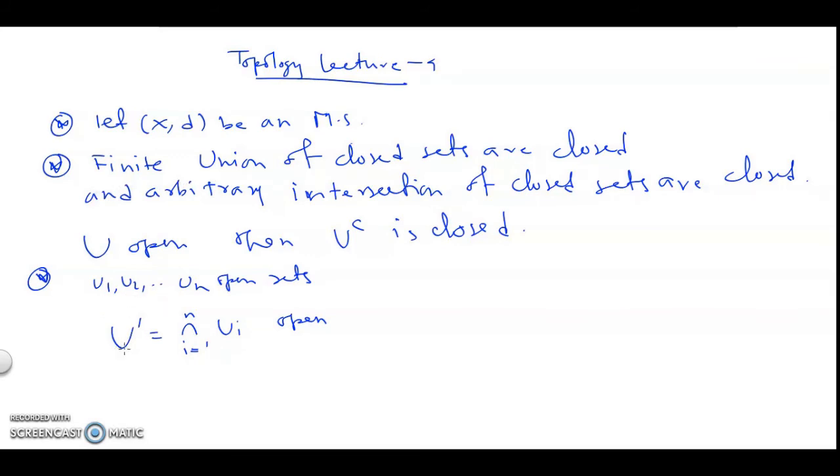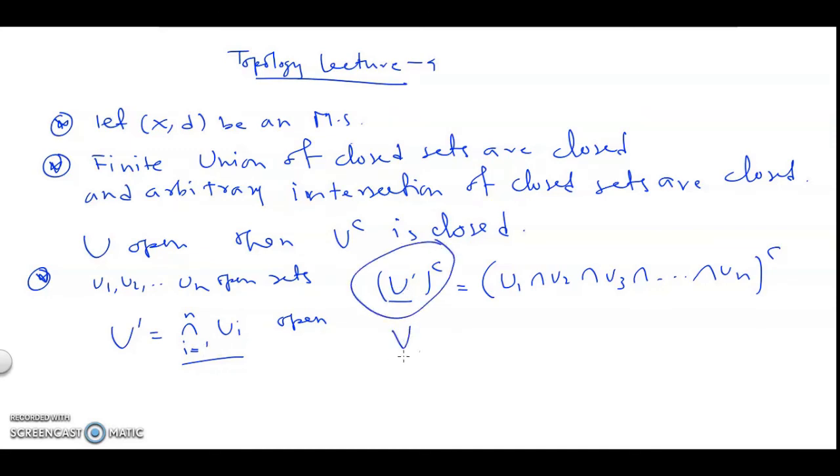Now if we take complement on both sides, suppose U dash complement is U1 intersection U2 intersection U3, I am writing this explicitly here, intersection ... intersection Un, complement. I am taking complement on both sides. Now since U dash is open, that I have proved, finite intersection of open sets is open, so this complement will be closed. Suppose we call it V, it is closed.